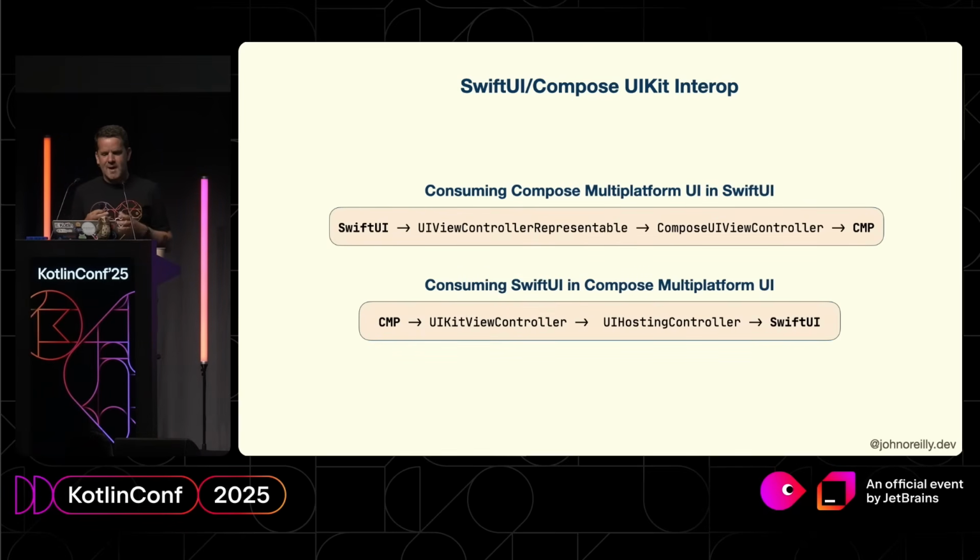Another view of these same classes here showing the interop options they enable, using SwiftUI's UIViewControllerRepresentable and CMP's ComposeUIViewController to allow consuming Compose code in SwiftUI. And similarly then, using CMP's UIKitViewController and SwiftUI's UIHostingController to allow consuming SwiftUI in Compose. So a lot of moving parts that will hopefully become clear as we work through some examples.